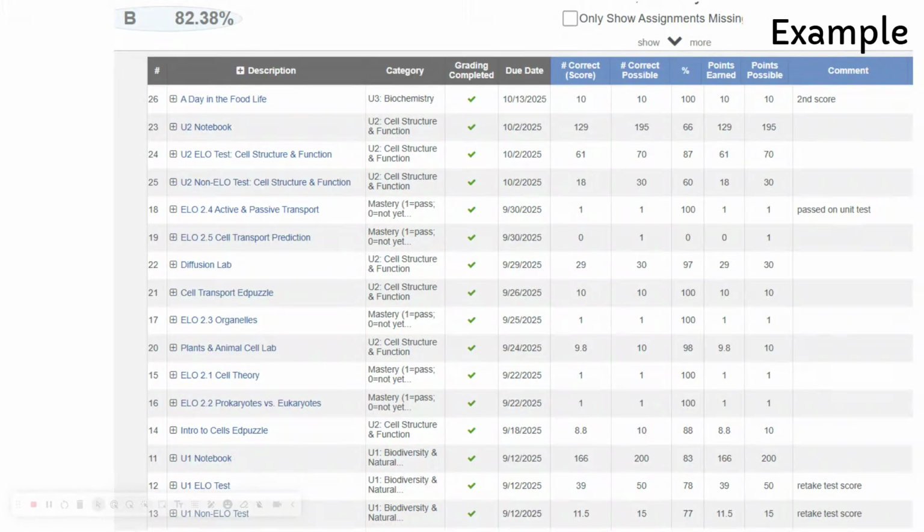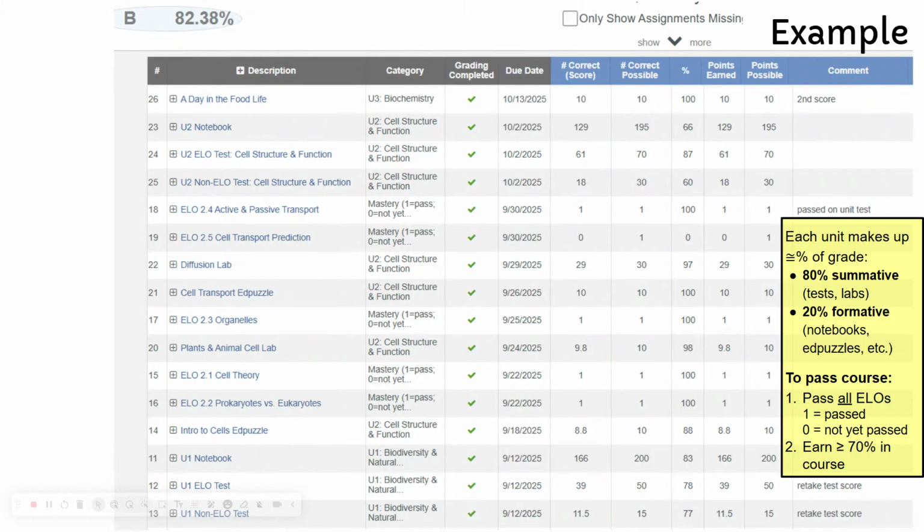You're looking at a little snippet here of a few of the grades from Unit 1, as well as all of Unit 2 for a particular student. Now, initially, it looks like this student has a B and is doing well, but I'd like to help you zoom in a little bit to make sure you understand all the details of their grade.